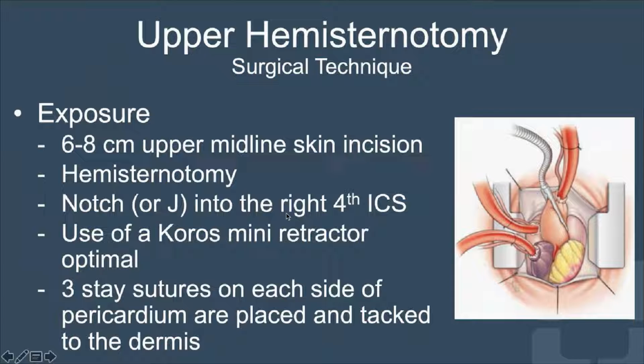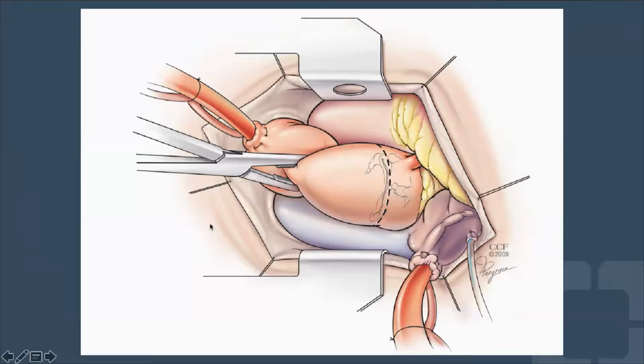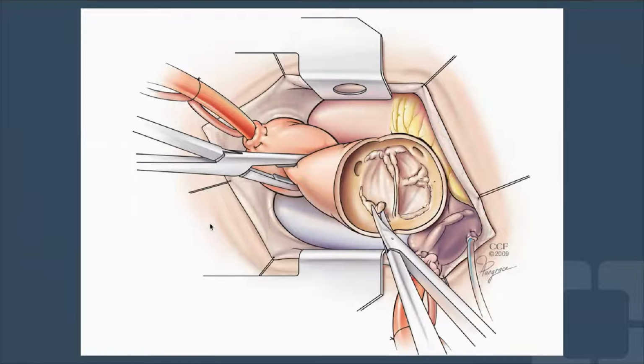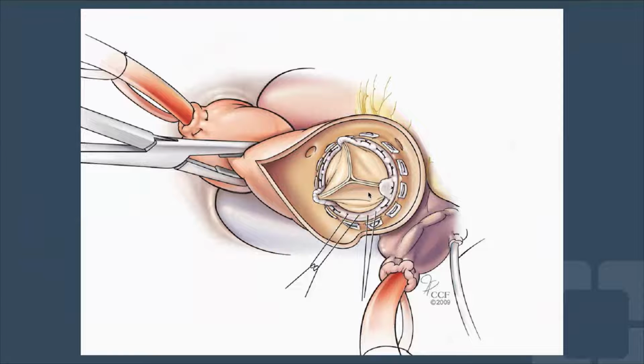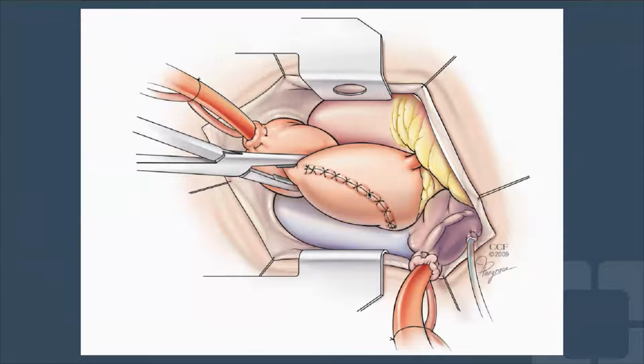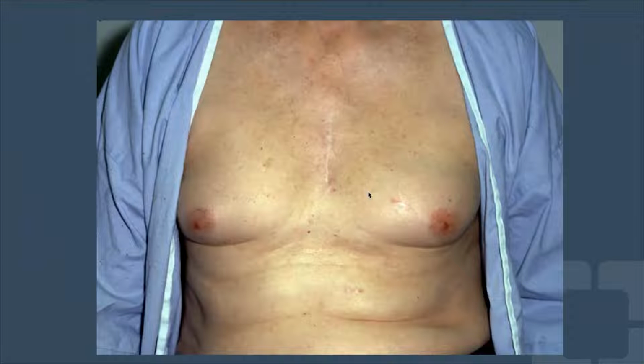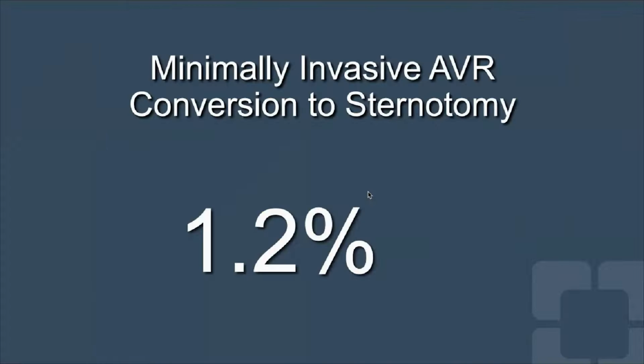We make a J incision into the fourth intercostal space. We have a special retractor that we use, and the pericardium is tacked up. The aortotomy is performed. The aortic valve is typically quite calcified, and this will be resected. The stitches are then placed for the aortic valve replacement, and the stitches are then placed through the valve and tied down in place, and the aortotomy is then closed. And this is the cosmesis of the patient, which over time, that scar incision becomes almost invisible.